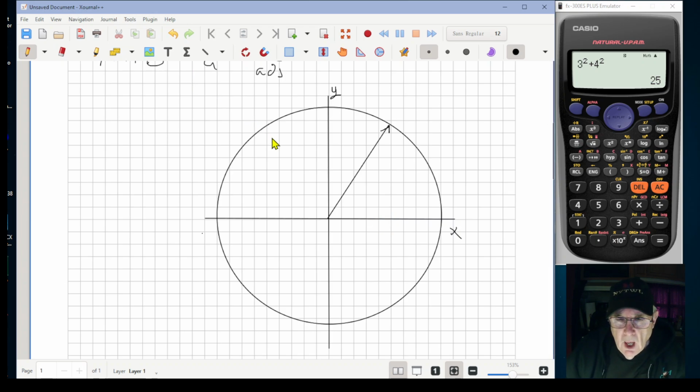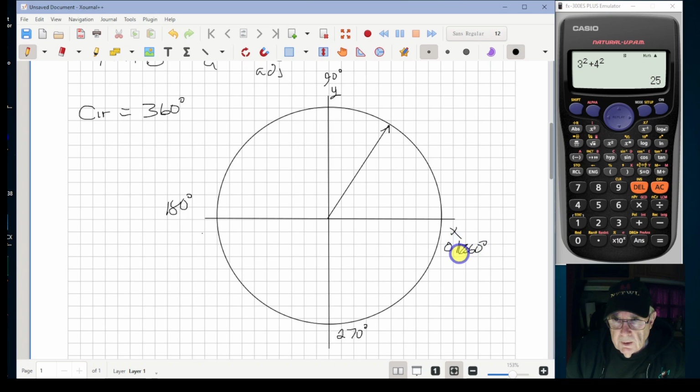We know that in a circle, we have 360 degrees. And this is divided into 4 parts. So up here we have 90 degrees. That should come as no surprise because we have a 90-degree angle here. This is at 180 degrees. This is at 270 degrees. And then we're back here to 0 degrees or 360 degrees. They're the same spot. 0 to 359 is 360 degrees. Okay.